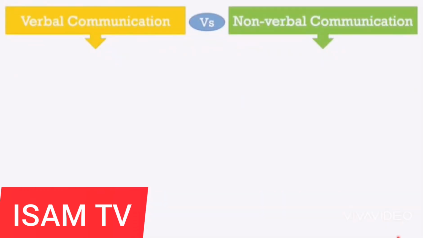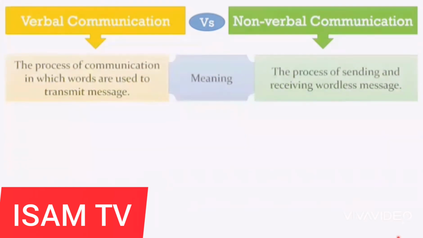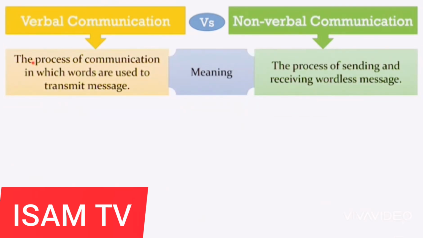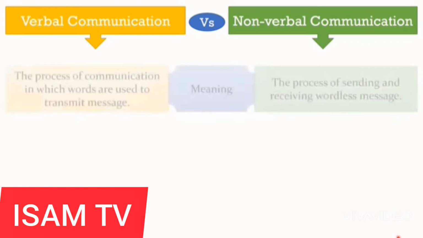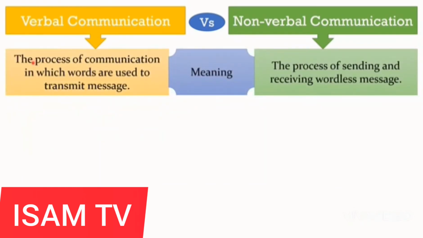Let's discuss the difference between verbal and non-verbal communication. Meaning, verbal communication is the process of communication in which words and language are used to transmit the message to another person. Whereas in non-verbal communication, we do not use words. Instead, we use signals to transmit the message. The signals can be facial expressions, eye contact, body language, paralanguage, sign language, etc.